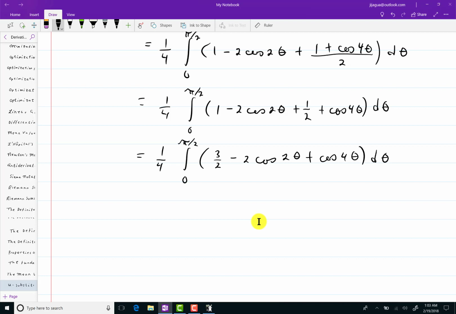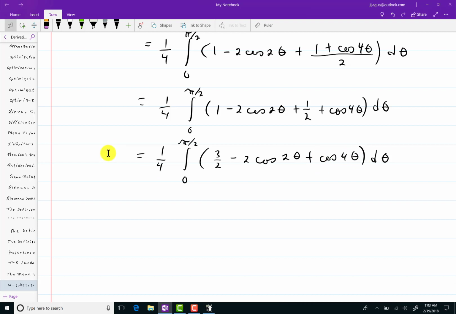At this stage in my life, I've mastered what the antiderivative of these things is going to be. I'll tell you what they are, and you can do what you want. The antiderivative of cosine of 2 theta, by this time in my life, I know is going to be sine of 2 theta divided by 2. Cosine of 4 theta will be sine of 4 theta divided by 4. I'm not going to do that here. I'm going to actually do these.